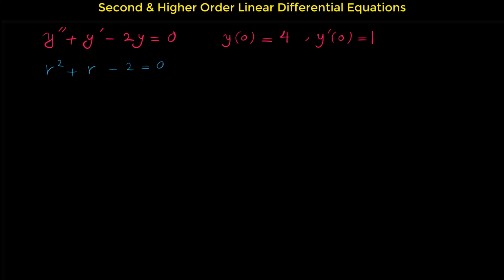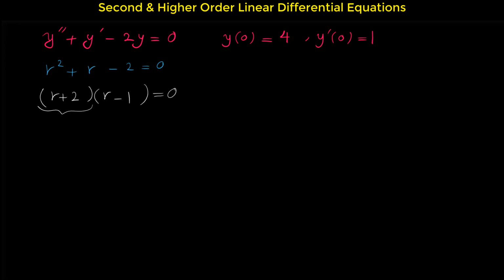First, we have to find the solution of this characteristic equation. For solving this quadratic equation, we can simply factor this, or we can use the quadratic formula. Here, factoring this is really easy. If you want to factor this, you can write r plus 2 times r minus 1. Note that 2 times negative 1 is negative 2, and the sum of 2 and negative 1 is positive 1, the coefficient of r. So, if we factor this quadratic equation, we can write it like this.